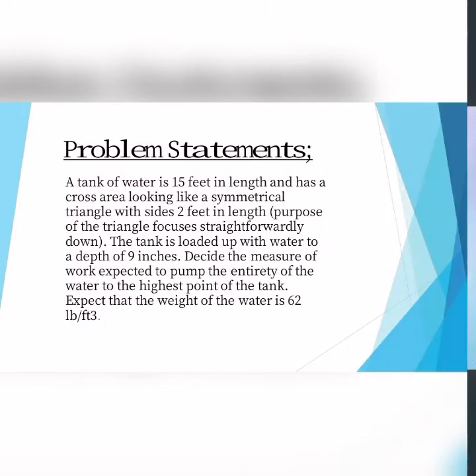Problem statement: a tank of water is 15 feet in length and has a cross-section looking like a symmetrical triangle with side 2 feet in length. The point of the triangle is pointed straight down. The tank is filled with water to a depth of 9 inches. Determine the amount of work needed to pump all of the water to the top of the tank. Assume that the weight of the water is 62 lb.